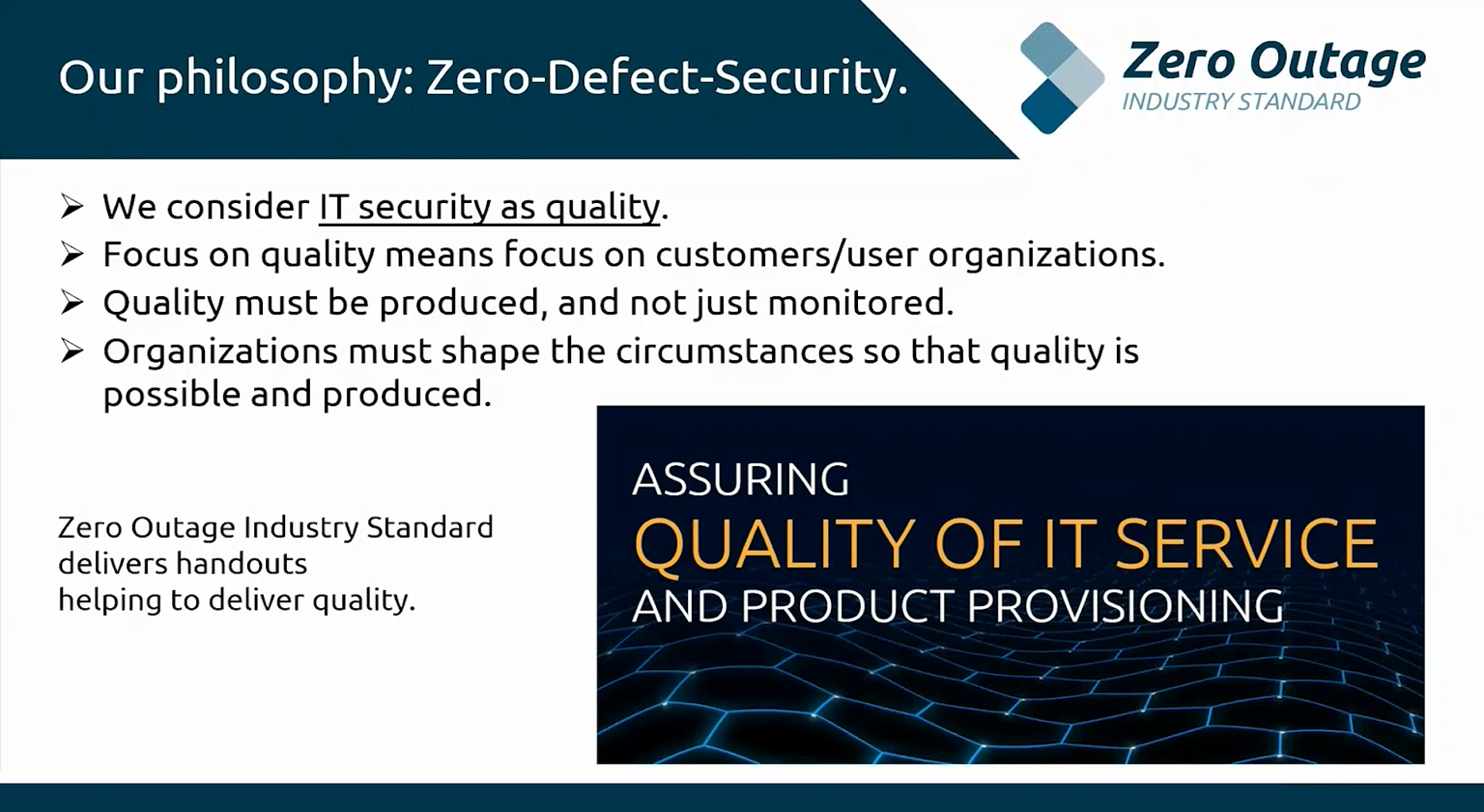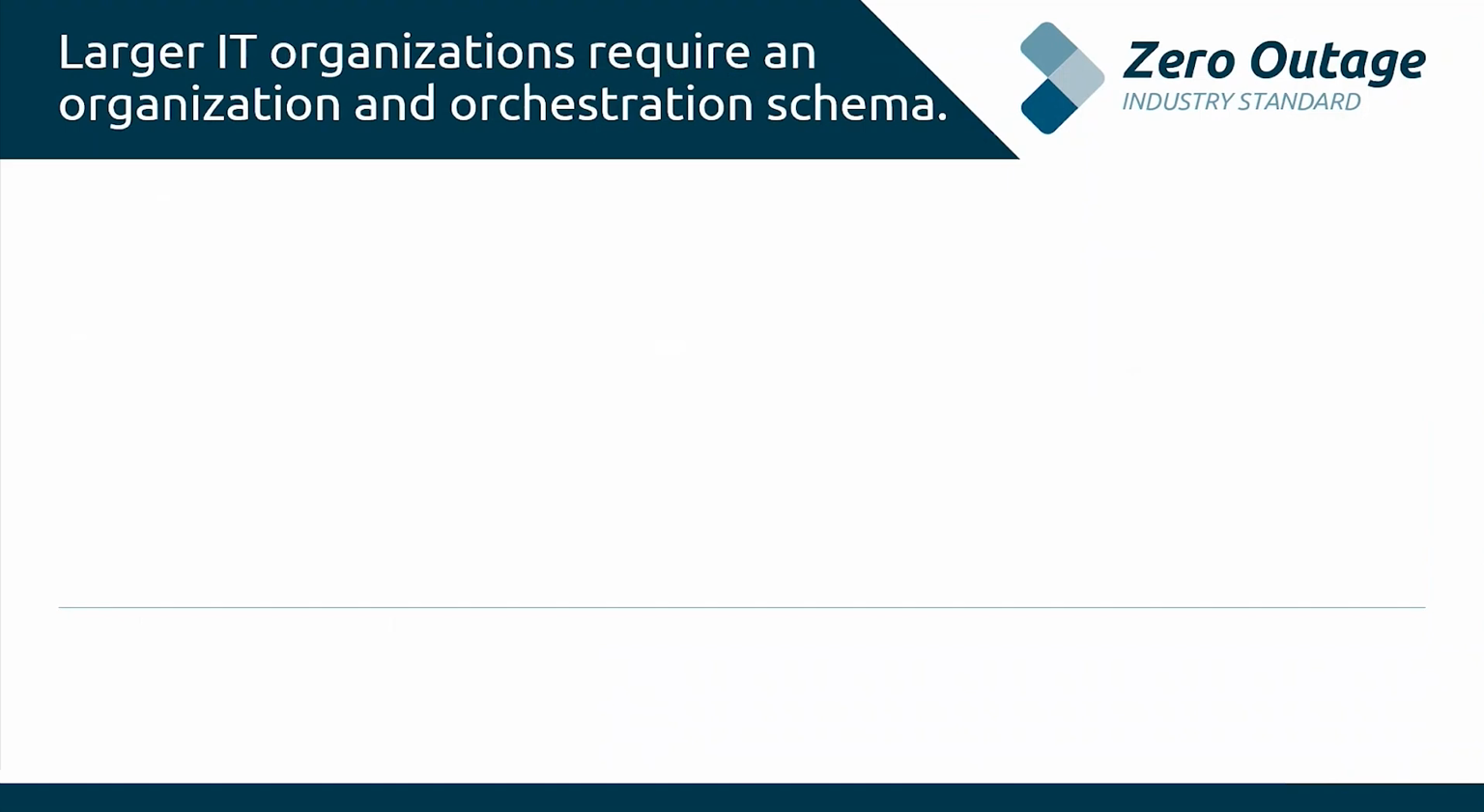Okay, let's now step in. I will present a couple of methods, methodologies, or principles, or whatever we want to call it. First is very basic. Large IT organizations require an organization orchestration scheme. Quality does not come automatically. You have to produce this by shaping the circumstances, and this is why you require a scheme for this.